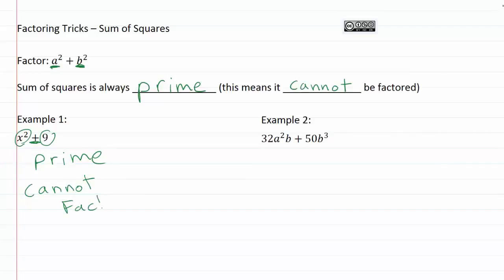If I told you to try and factor something like this, you would have to say the answer does not exist. You can't break it down any farther. So this is a dead end. Can't factor x squared plus 9 any farther. So let's go ahead and now look at example 2.